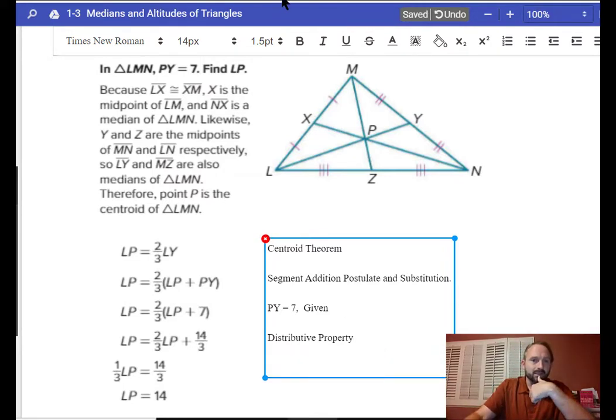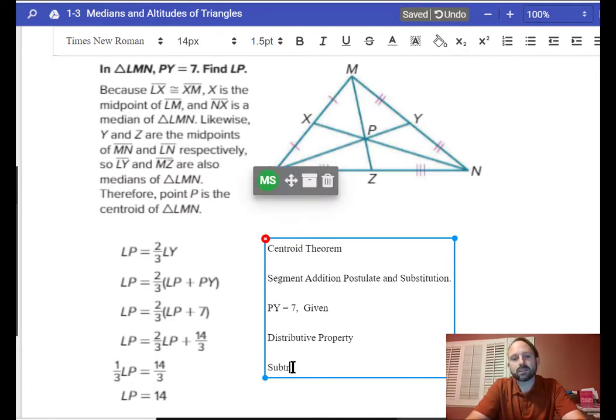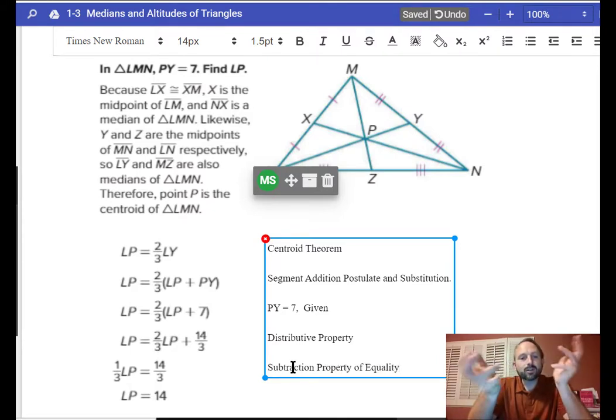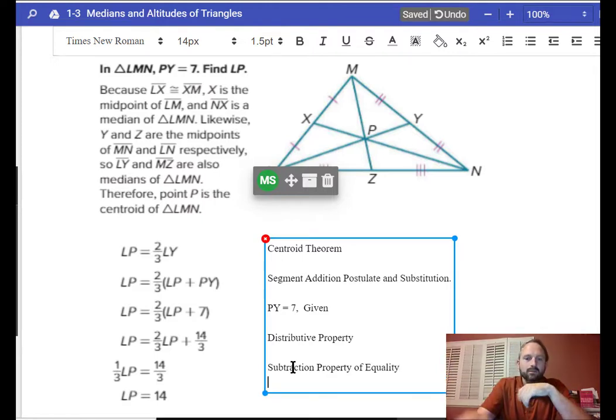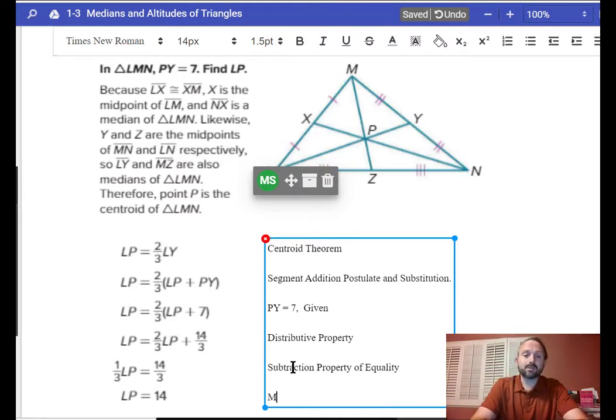Okay, after this, what did we do? Well, we have LP on one side and LP on the other side. Well, we're going to do the subtraction property of equality because we subtracted 2/3 LP on both sides. Well, now what we have to do is to go from 1/3 LP. 1/3 is not really 1/3, it's divide by 3. So what we're going to do is times 3 on both sides. So we're going to do the multiplication property of equality.